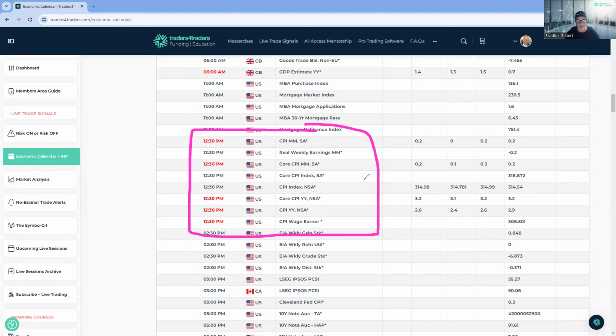This is going to be hugely important, obviously, for shaping the direction of the US dollar. CPI, 2.6%, the range 2.4 to 2.6. You got the month-to-month numbers there. Then you've got the core numbers as well. There's a bunch of numbers in here, but really the year-on-year is what we're focusing on. We'll see how that plays out.